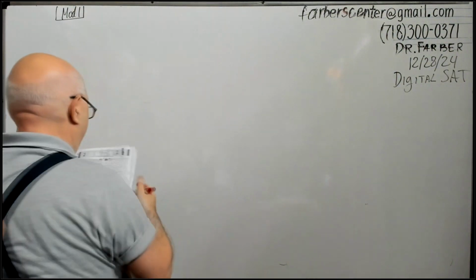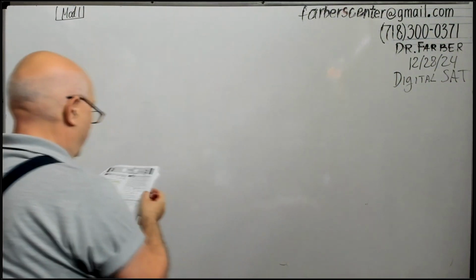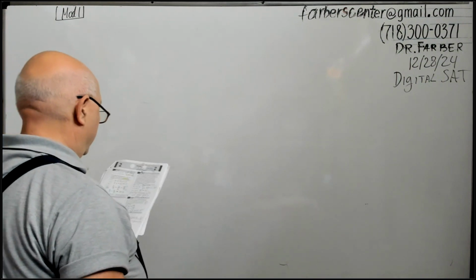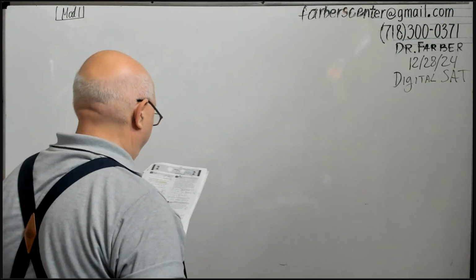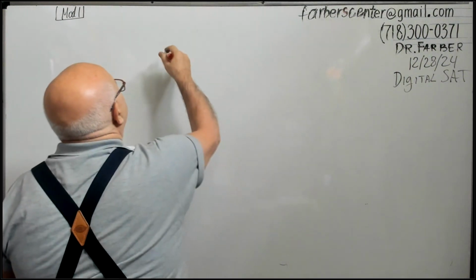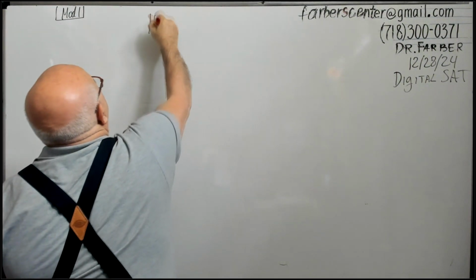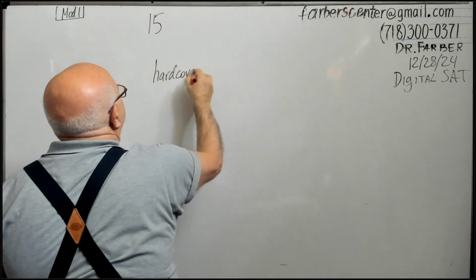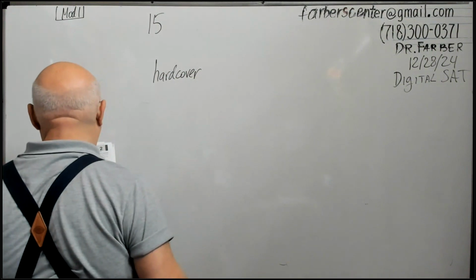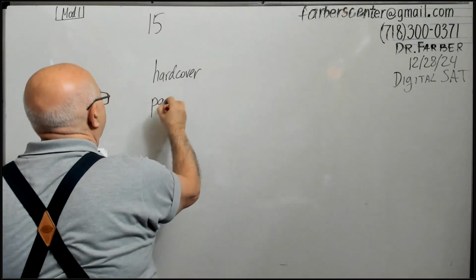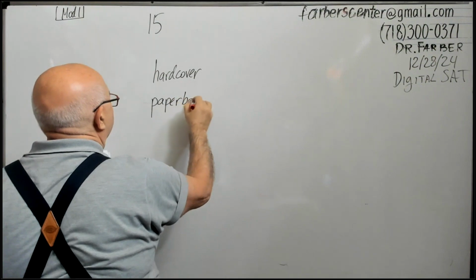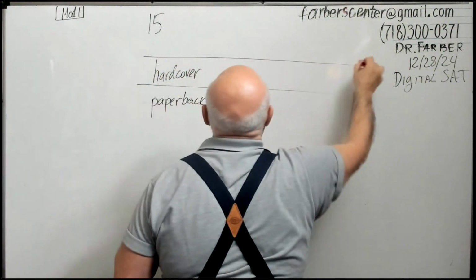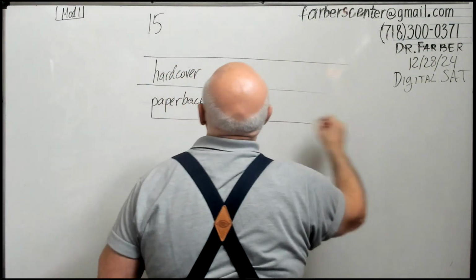So read this question, what do we have? Again, we have two types of books: hardcover, and the second is called paperback. Two kinds of books. You can do it in one line, but generally speaking.